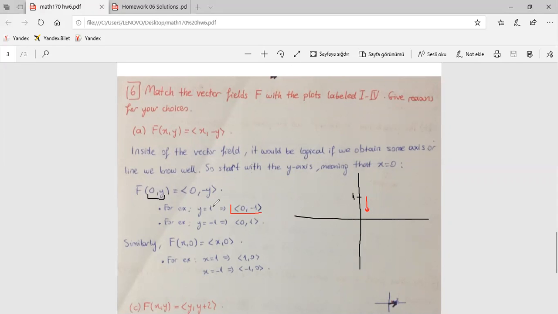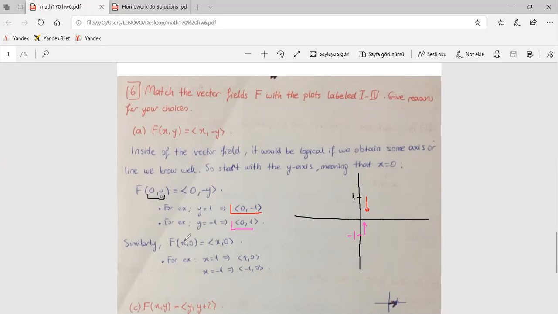If we had y equals 2, we would obtain (0, -2), so it will again be downwards when y is positive. When y is negative, when y equals -1, we obtain the vector (0, 1), which is now upwards. So when y is negative, we obtain vectors which are upwards. And we do the same thing for this one too.